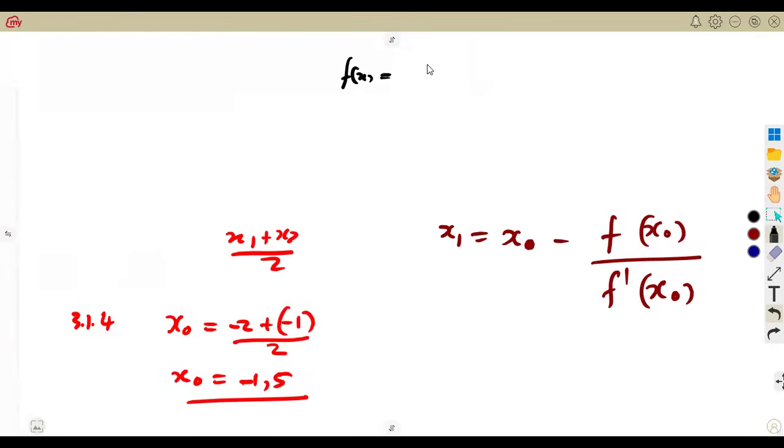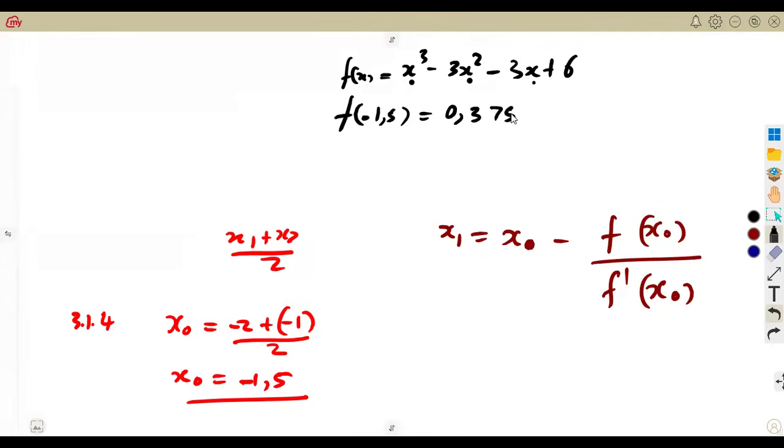Remember your original f of x, that one that you had, it was x cubed minus 3x squared minus 3x plus 6. On that, you are supposed to substitute your x naught value, which is minus 1,5. In place of x, every part where x is, substitute minus 1,5. So if you do it properly, you're going to get 0,375.